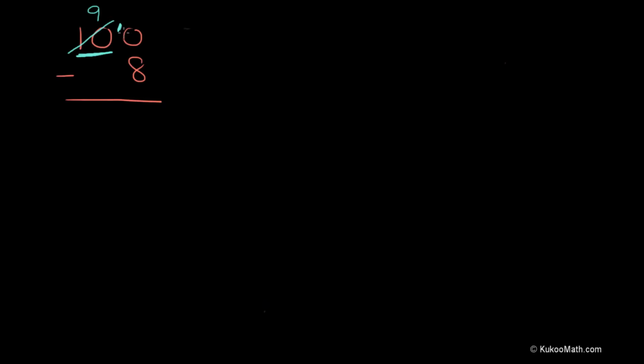So, in the ones column, it's 10 minus 8 is equal to 2. And now we have a 9. So we just bring that down because there's an invisible 0 over here. So 9 minus 0 is equal to 9. And here we got the answer that 100 minus 8 is equal to 92.